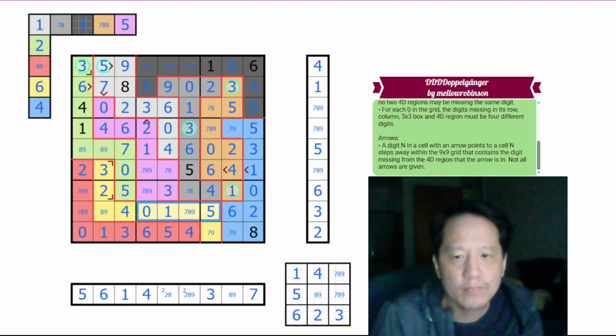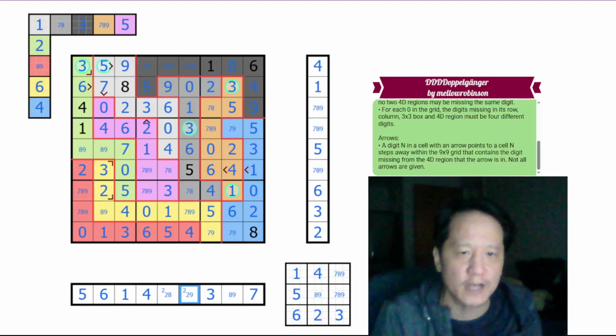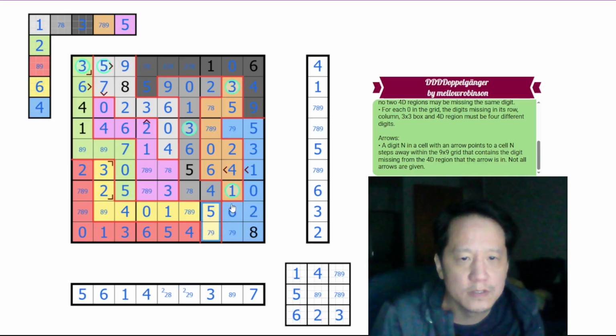So this is done as a region. This 0 is missing a 7 or 8 in its gray region, but it cannot be missing that in its column. So therefore, this can't be missing 7 or 8. It's 2 or 9 missing. This orange is missing 7, 8, or 9, and it's missing a 3 and a 5 and a different 7, 8, or 9.